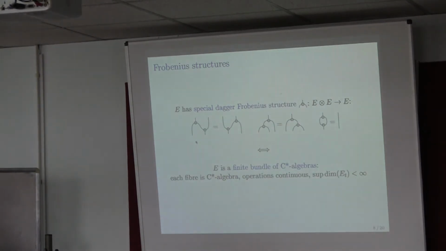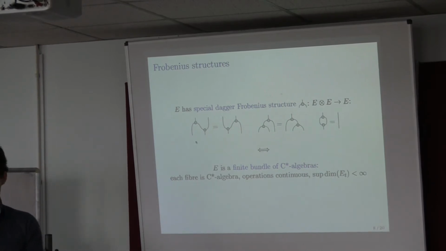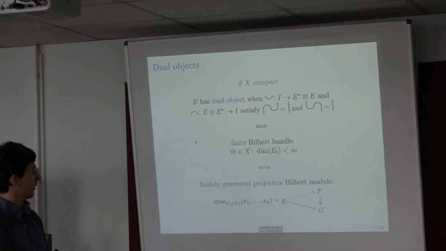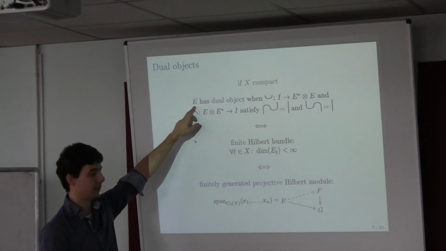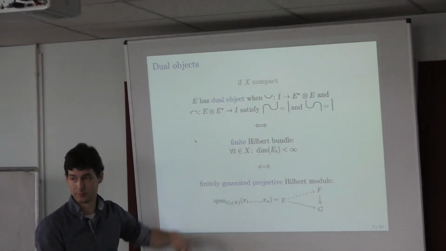Okay, so that's the first step, because what I really want to talk about is Frobenius structures, and the Frobenius structure is automatically dual. So we know now if some object E carries some Frobenius structure, at the very least it has to be finite in this sense.